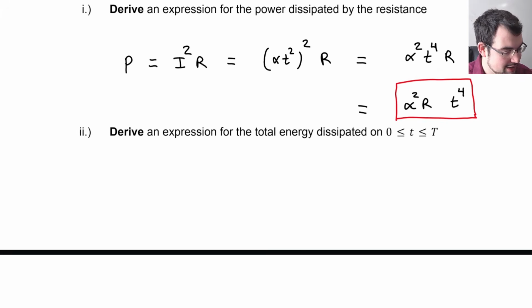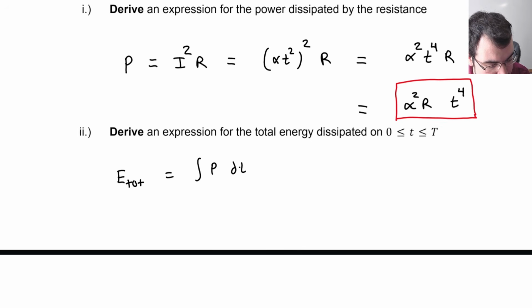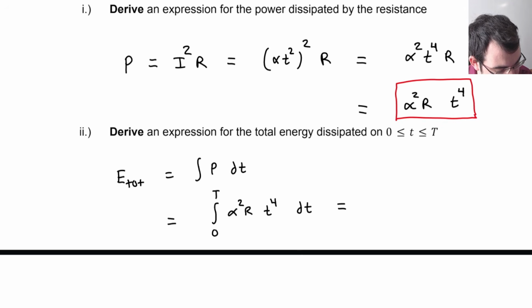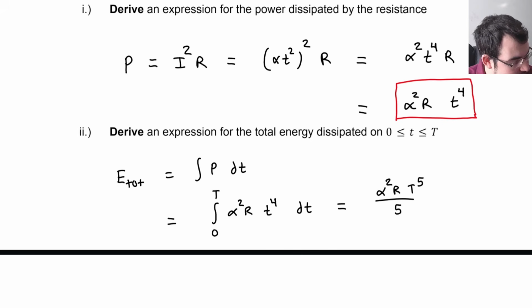Total energy dissipated on an interval. Well, anytime you see an interval, you know there's probably an integral that's going to happen. So our total energy is just all of the tiny energy contributions, power times time. So we're going from 0 to capital T. Our power is just alpha squared R t to the fourth. And this junk is all constant. t to the fourth integrates to 1/5 t to the fifth. So we get alpha squared R capital T to the 5 all divided by 5.